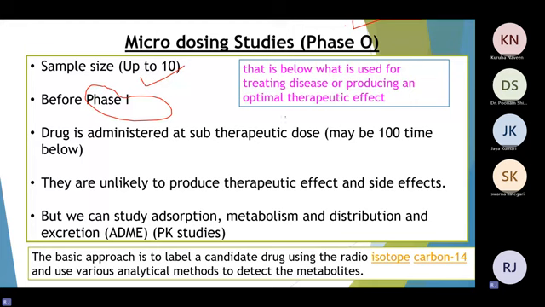So what happens in phase 0? Drug is administered at subtherapeutic dose. Now you will ask, what is subtherapeutic dose? So with the term itself, you can understand here. The dose which is not going to cause any therapeutic effect, means it's not going to cure anything.